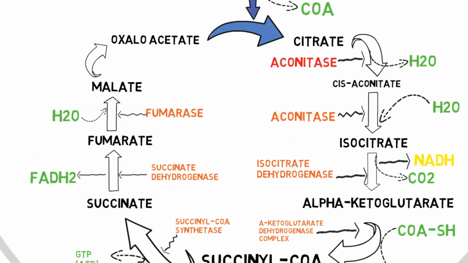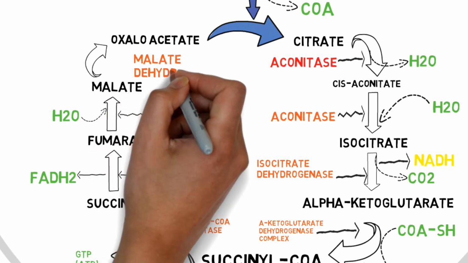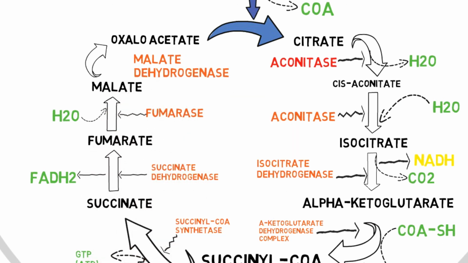Now the malate is converted into oxaloacetate, and this reaction is catalyzed by malate dehydrogenase. During this reaction, NADH is released, and the cycle goes on.